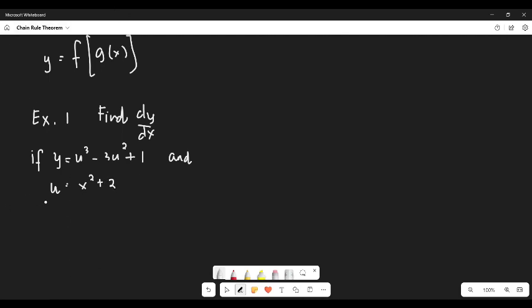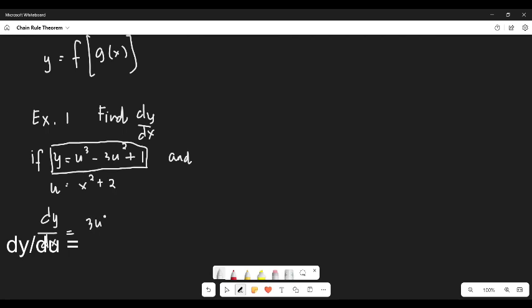First we have to get the derivative of y with respect to u. We're going to use this function. The derivative of y with respect to u is equal to 3u squared minus 6u. Next we have the derivative of u with respect to x. The derivative of x squared plus 2 is 2x.